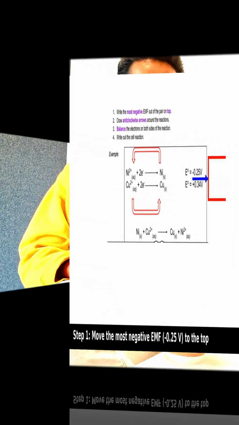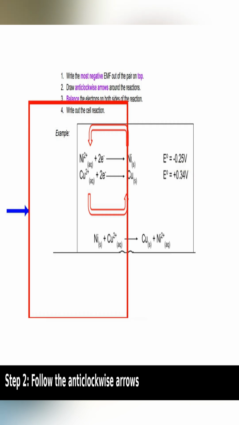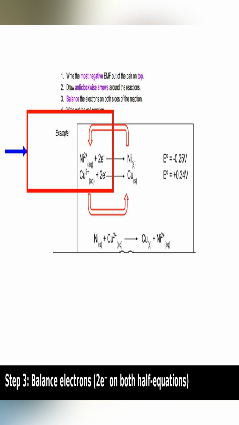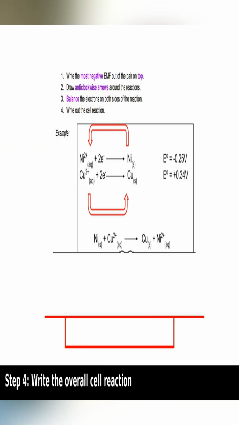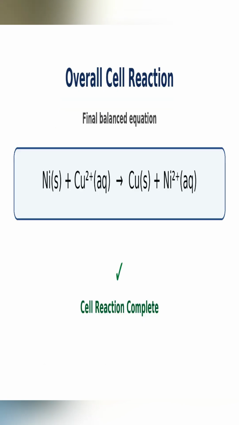So what are the steps? Write the most negative EMF out of the pair on the top, then draw an anti-clockwise arrow around the reaction. Then balance the electrons on both sides of the reaction and write out the cell reaction. You can see on the screen how we follow the anti-clockwise rule.